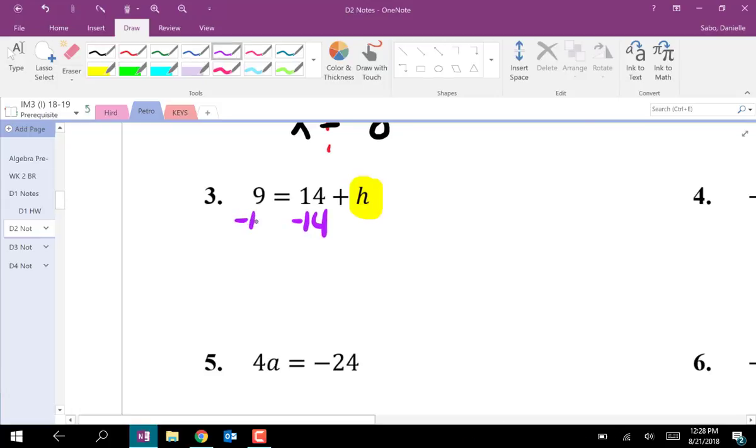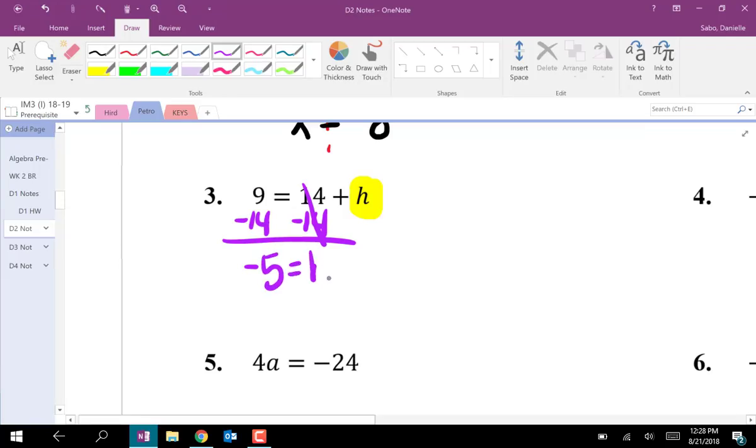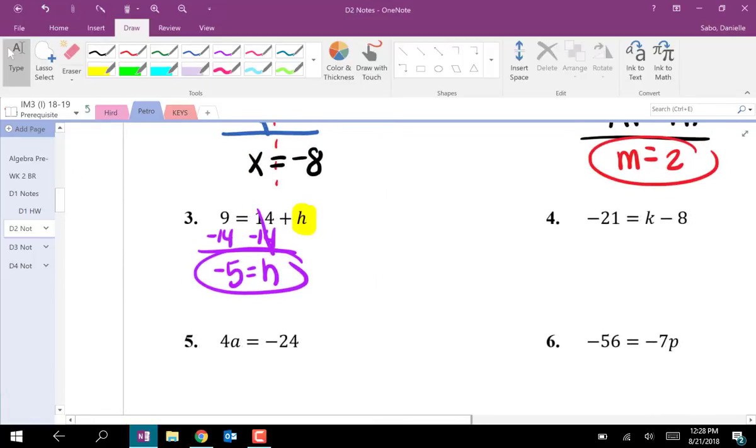So sometimes when you read math, it makes it easier for you. If you can read that it said 14 plus h, you should know then you have to subtract it. Again, another trick when you have negative numbers: what's 14 minus 9? Yeah, 5. And what number is bigger? The 14. So it's got to be a negative 5. A negative 5, and you're done. Okay, go ahead and do 4.